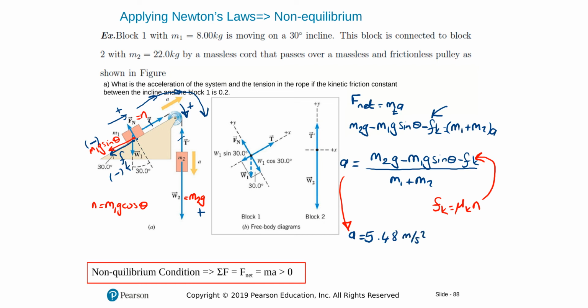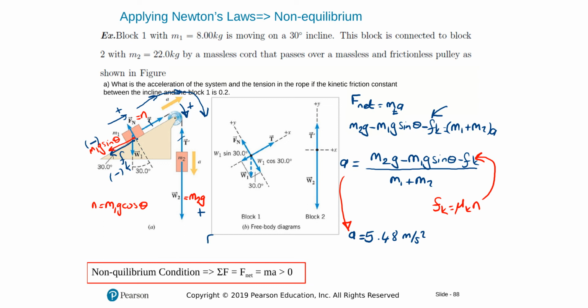So it was 5.88 meters per second squared. Now it's 5.48, slightly smaller. Tension will also be slightly smaller. We're not going to go ahead and calculate it, but in the same way you can calculate the tension.